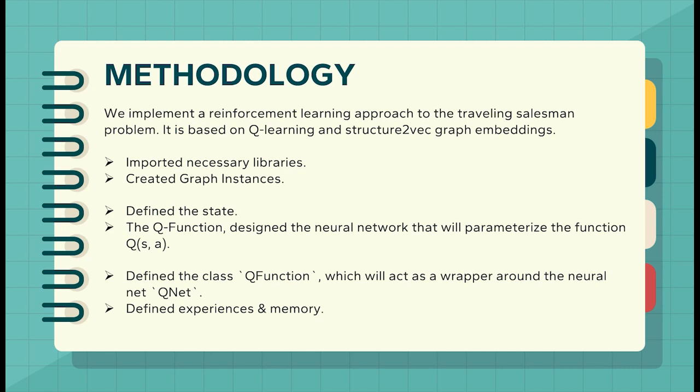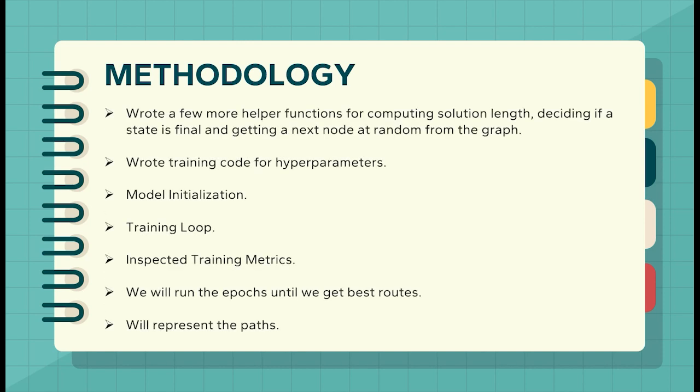After that, we'll be defining the experiences and memory. Now we'll be writing the functions that help us find the solution length and decide whether a state is the final state or not. The main crux of writing these functions is that we can know the starting point, the ending point, and the total length of the path which we have designed.